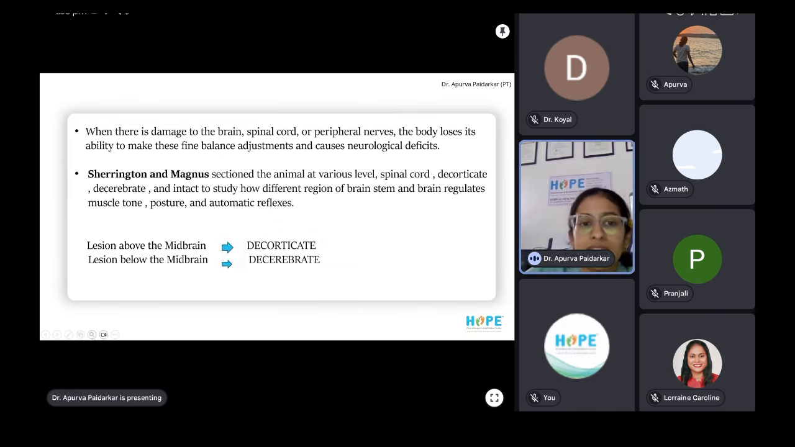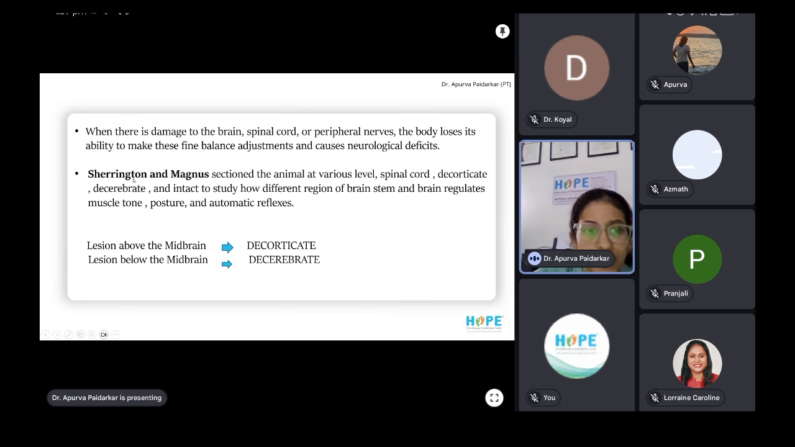So, when there is damage to the brain, spinal cord, or a peripheral nerve, the body loses its ability to make this fine balance adjustment and causes neurological deficit. Whatever we had seen before were all positive responses. So if there is damage and the reflex is not there, we say it is an absent reflex, and it may cause a neurological deficit.